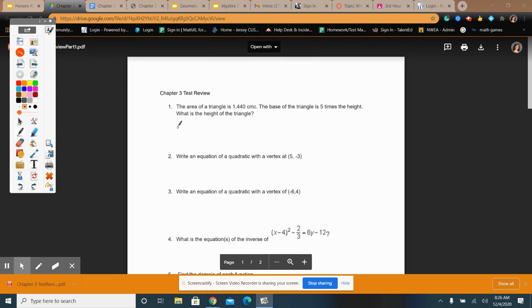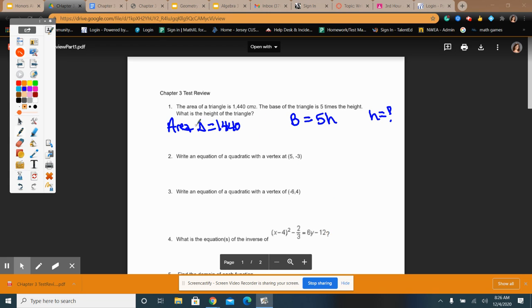Well, you know the area of a triangle is 1440 centimeters squared. The base is 5 times what the width is. I'm a liar, not the width. It says the height. Excuse me. What is the height? And so then you're actually going to look for the height.